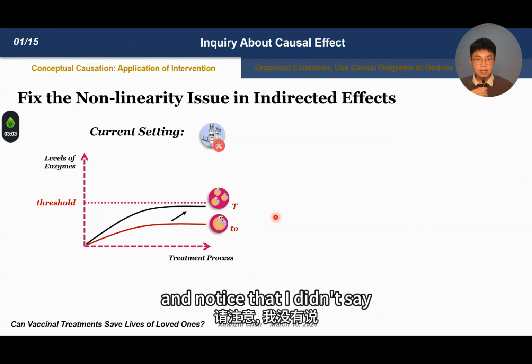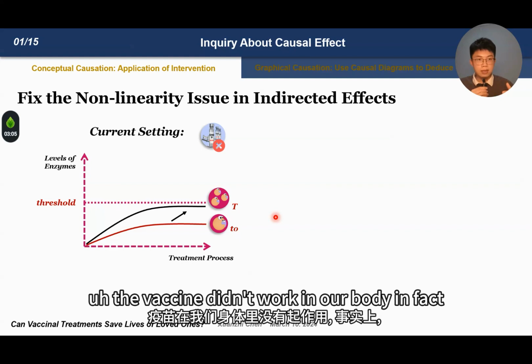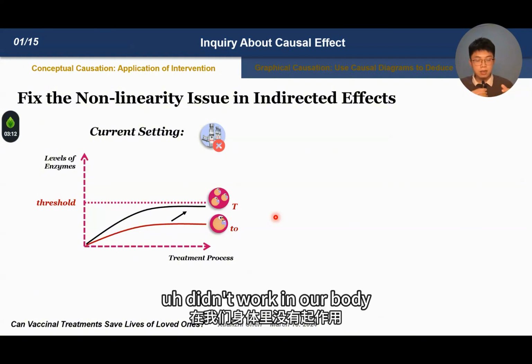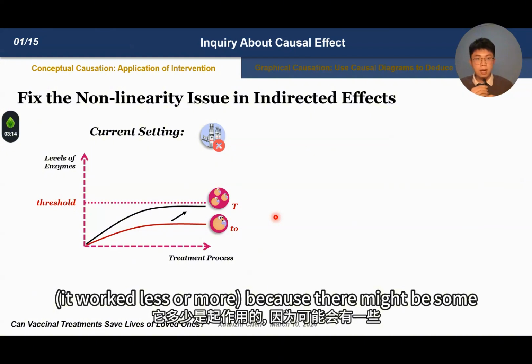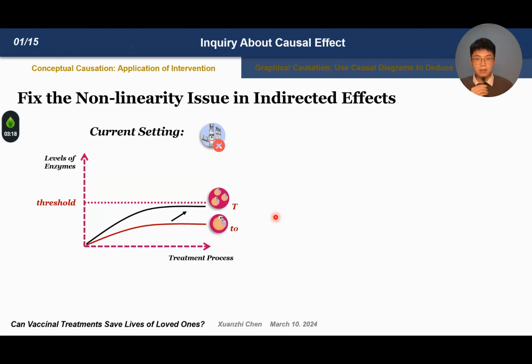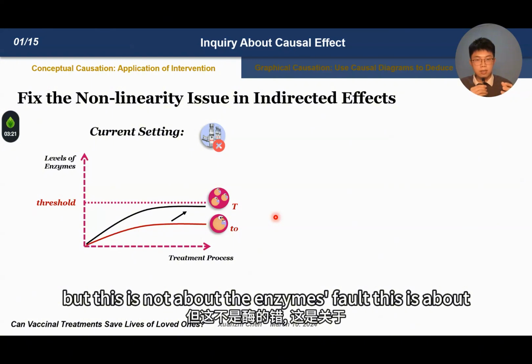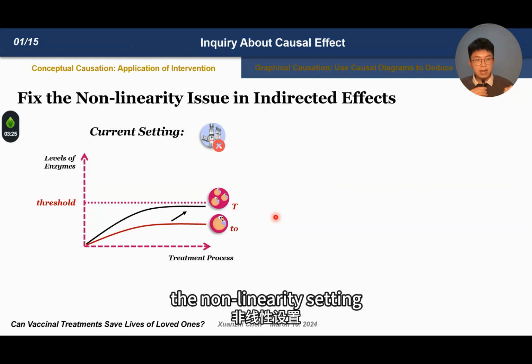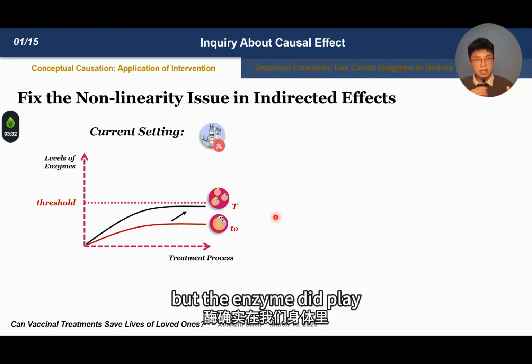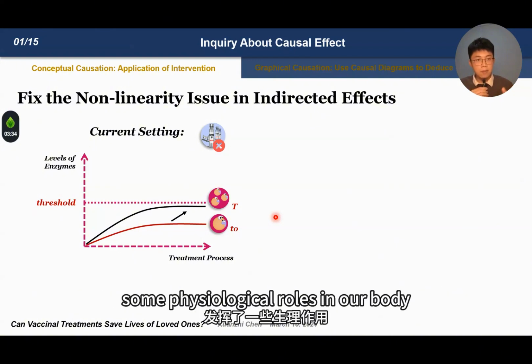Notice that I didn't say the enzyme didn't work in our body, because there might be some chemical reactions happening. But this is about the nonlinearity setting, which shows that it just couldn't reach the threshold, but the enzyme did play some physiological roles in our body.